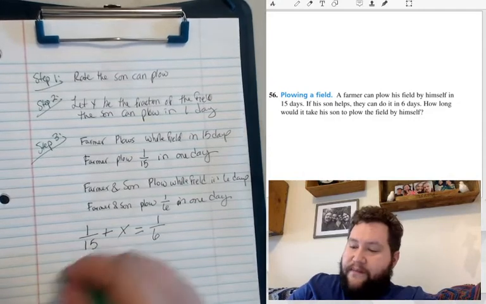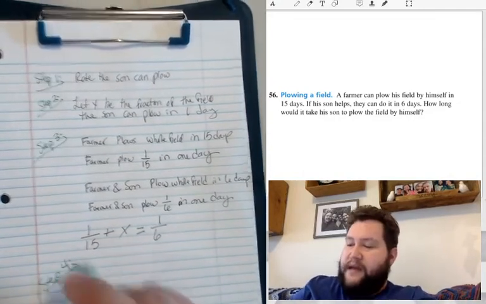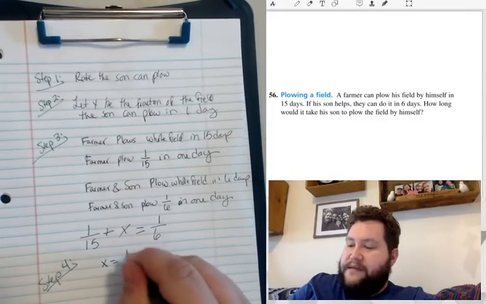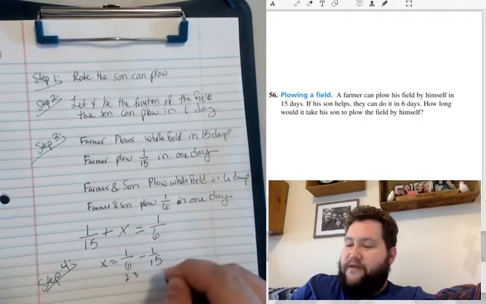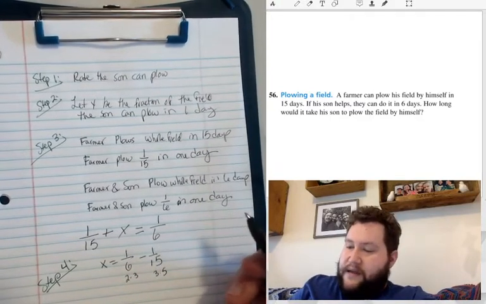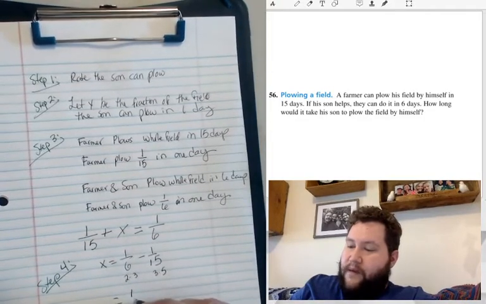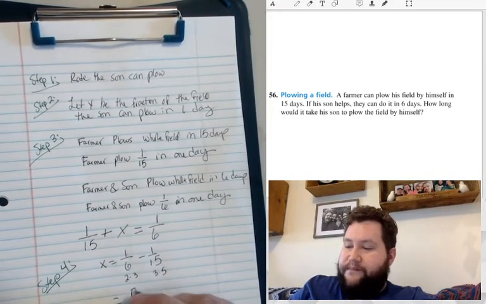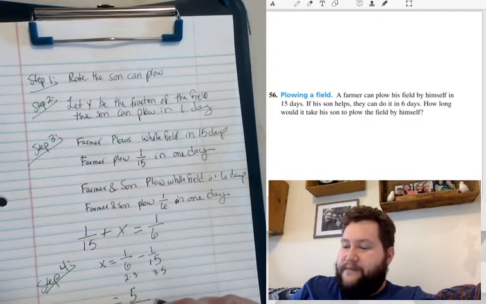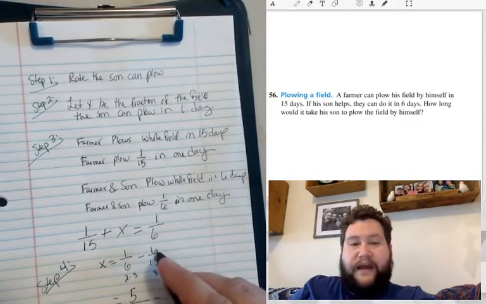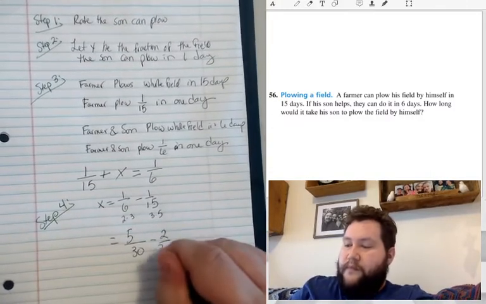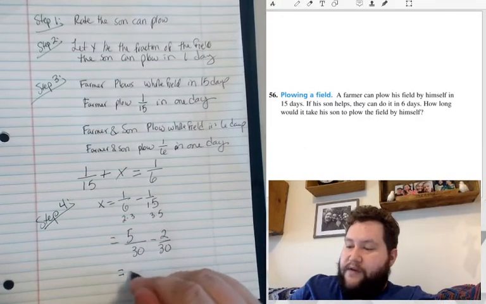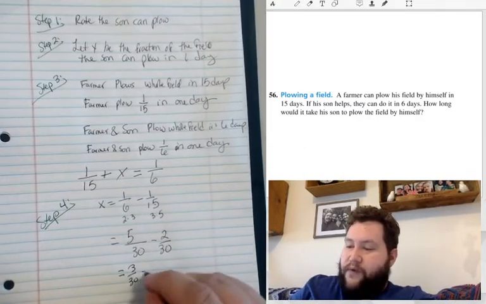Step 4 is to solve the equation. Here we have x equals 1/6 minus 1/15. Our common denominator, we have a 2, a 3, a 3, and a 5. 2 times 3 times 5 is 30. So what do we multiply 6 by to get 30? Multiply it by 5. Minus, what do we multiply 15 by to get 30? 2. Which means we get 3 over 30, or 1 over 10.